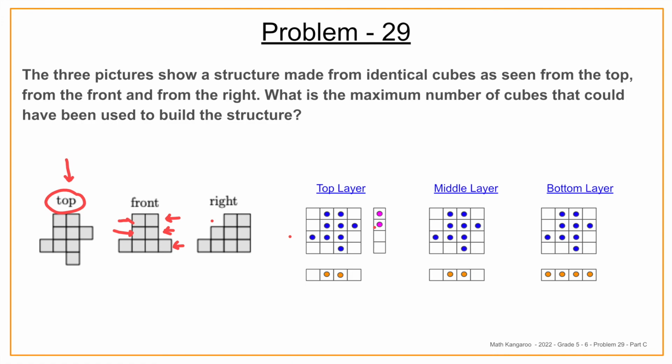We mark it. For the middle structure, we have 3, so we mark 3. For the bottom, we have 4, so we mark all 4 grids. Now let's analyze the front structure.